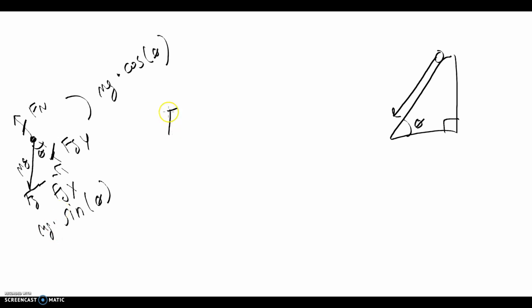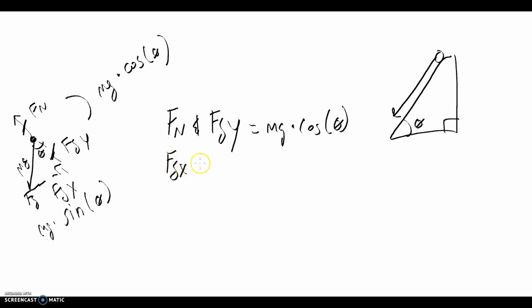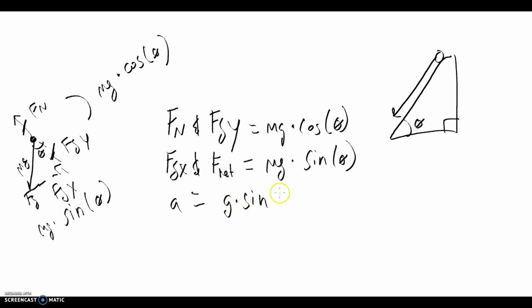So we have all this. So let's just write this all out. So we have Fn and FGY, since they're equal, mg times cosine of theta. And then we have FGX and F net, since they will be equal in this example without friction, are equal to mg times sine of theta. And our acceleration will just equal g times sine of theta. So there you have it. You can solve for all these different forces and your acceleration just by knowing a few simple things.